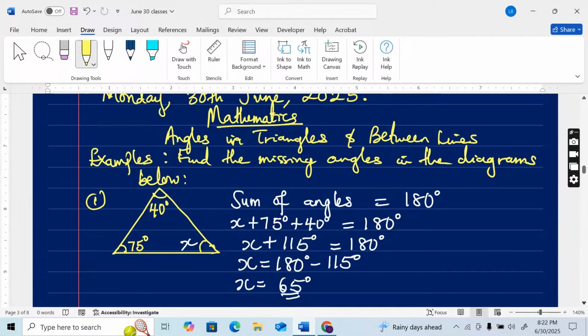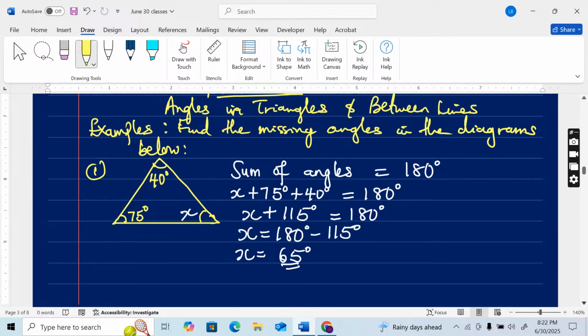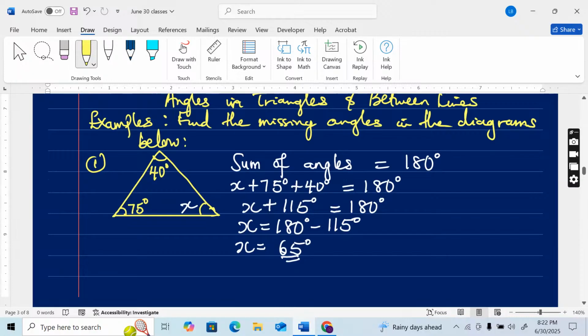Make sure you write this down in your notebook now. We are moving on to the next question.